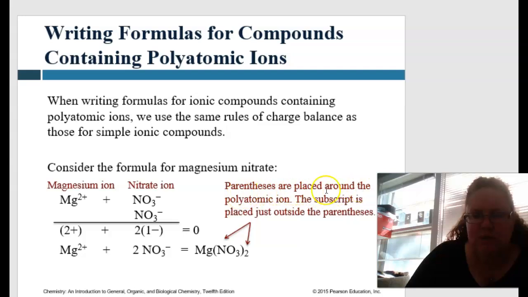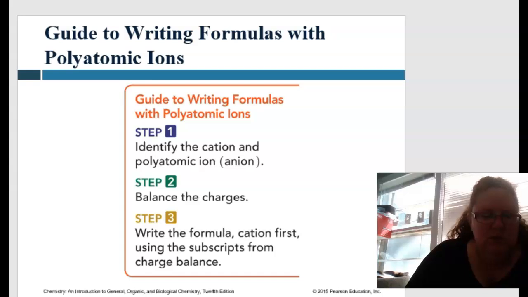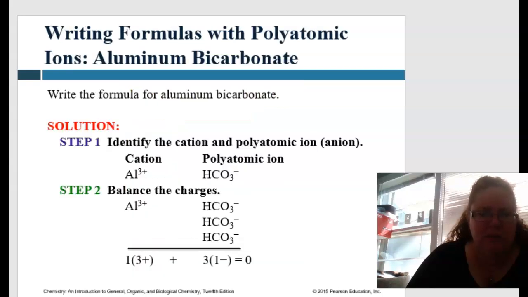Again, the parentheses are placed around the polyatomic ion, and the subscript is placed outside the parentheses. So it's just how many times it's going to be repeating. Okay, so our handy dandy little guide: identify the cation and anion, balance the charges, and write the formula, cation first, using subscripts for the charge balance.